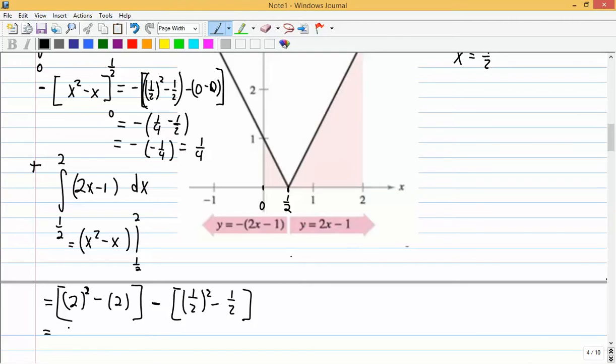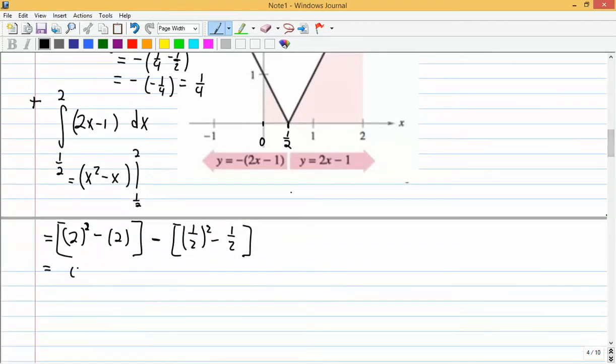Okay? So that's 4 minus 2 minus, this is the same thing I worked out earlier, right? That's 1/4 minus 1/2. So 4 minus 2 is 2, minus, that's going to be a negative 1/4. All right, so that's 2 1/4, or 9/4.